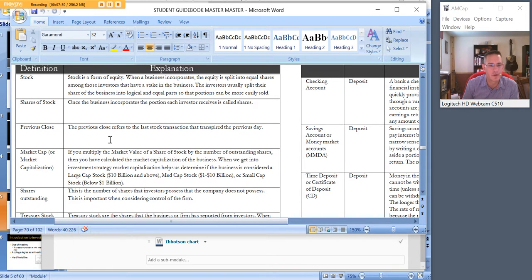Then we have previous close. What all these definitions here work with, or are in conjunction with, is what you will be seeing on a Yahoo Finance quote screen. All of these are just listed right down so you're familiar with them. Previous close: the previous close refers to the last stock transaction that transpired the previous day on the stock exchange.